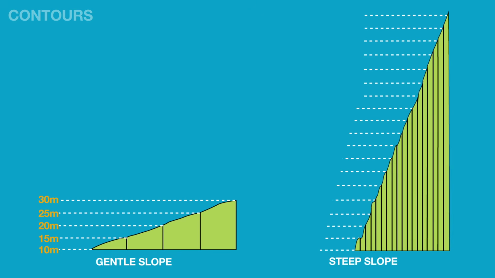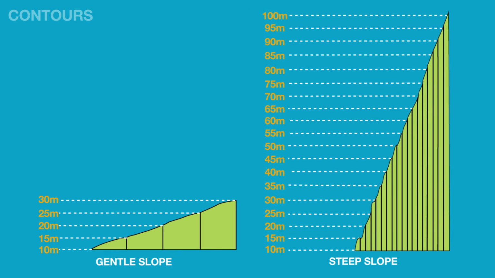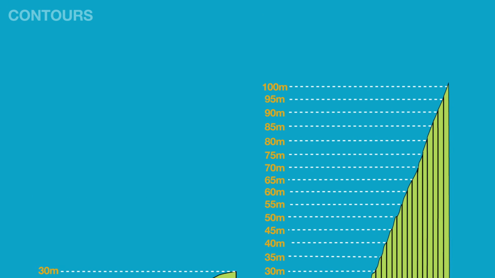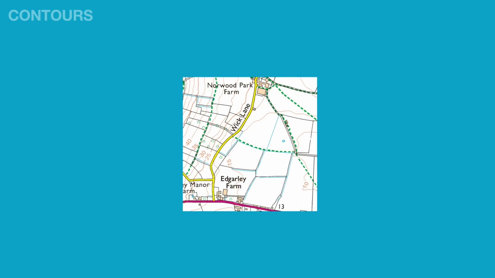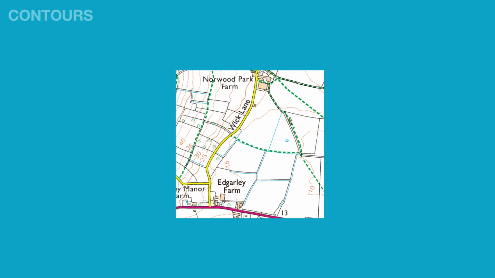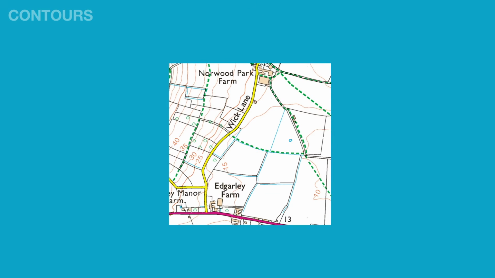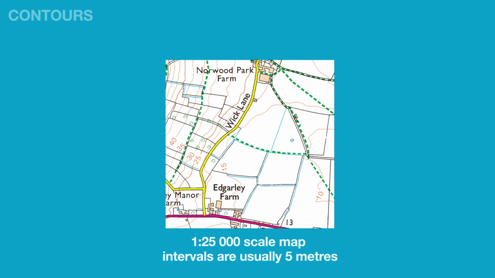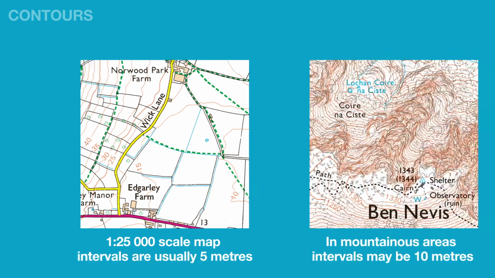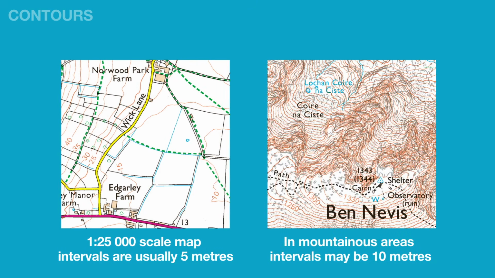The steep hillside shown here is also higher than the more gentle slope. For example, the steeper hillside reaches a height of 100 metres, its highest contour line, compared to a height of only 30 metres on the more gentle relief. The number shown on the contour line tells you the height in metres above sea level. On a 1 to 25,000 scale map, the intervals are usually 5 metres. In mountainous areas they may be 10 metres.